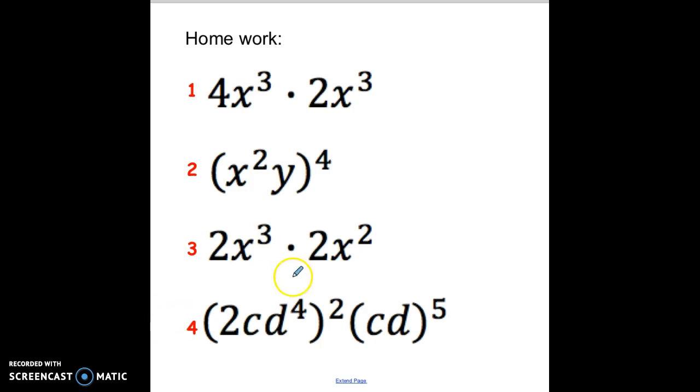You have 4 homework problems tonight. The red numbers here on the side are just telling you the problem numbers. Give your best effort and we will talk about these tomorrow.